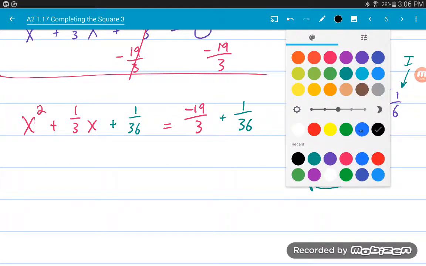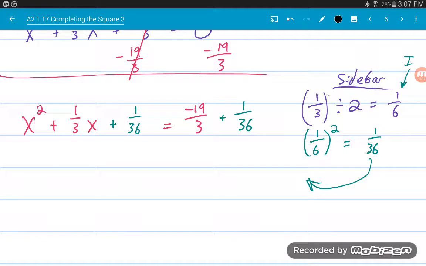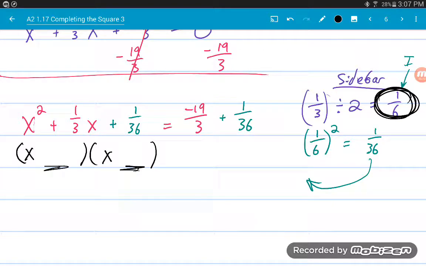After we added that back in, what we get is 2 bubbles with an X in the beginning of each one. Now what goes in here is always going to be the important number up here, 1/6. So positive 1/6 and positive 1/6.